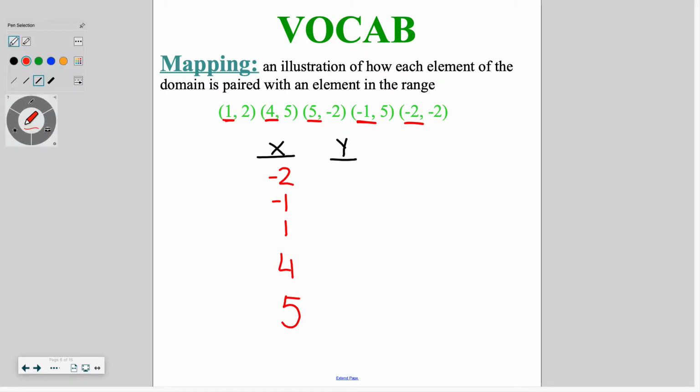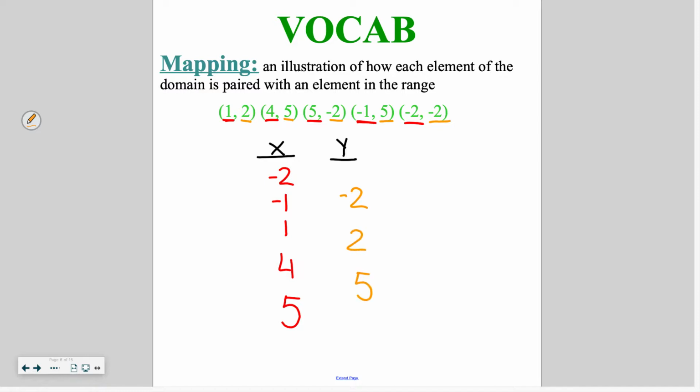Then we come over and we have our list of numbers in the range. So 2, 5, -2, 5, and -2. Notice some of those numbers repeat. If you have a number repeating, whether it's in the x or in the y, we only list it once. So -2 is my smallest number. Even though it happens twice in the problem, I'm only going to write it down once. Then I've got 2, and then the last one is 5. Again, it happens twice, but I'm only going to write it down once.